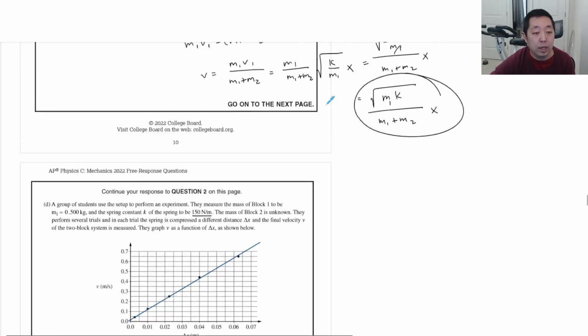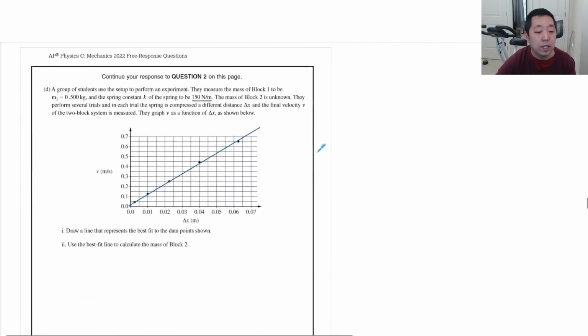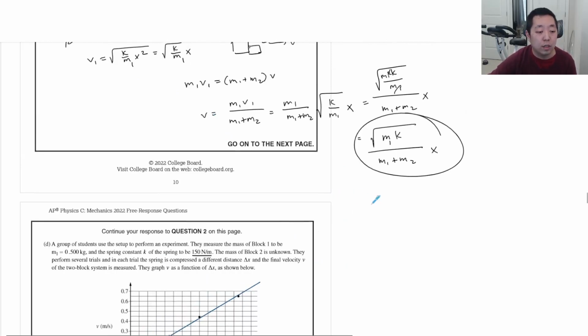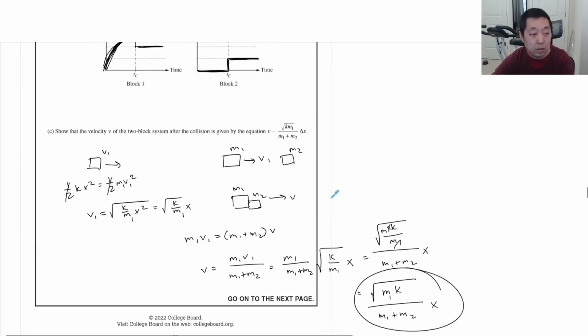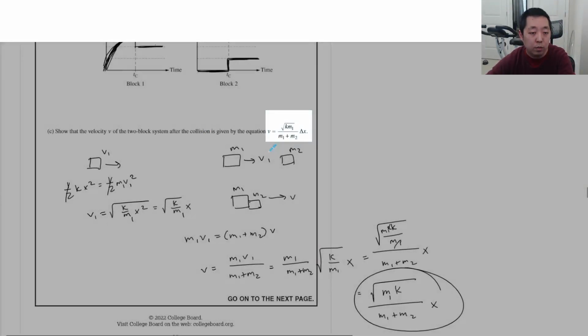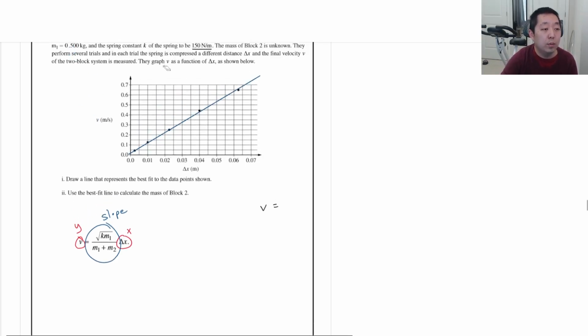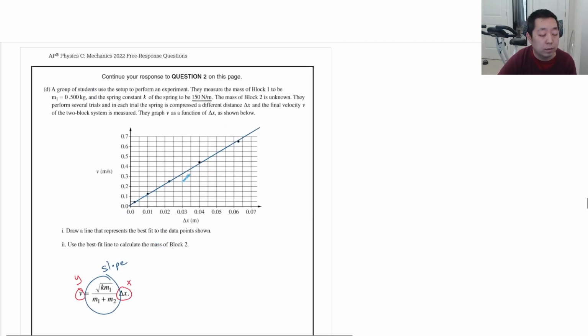Now, I want to keep in mind we have this equation here, right? This is V is equal to, all right, let me just grab that equation, the one that they gave. Let's just talk about this one. So this guy is the y value on the graph. This is the x value, so that means this has to be the slope. That's why they drew it this way. So we want to calculate the slope, and then we'll set it equal, and then we'll solve for one of them.